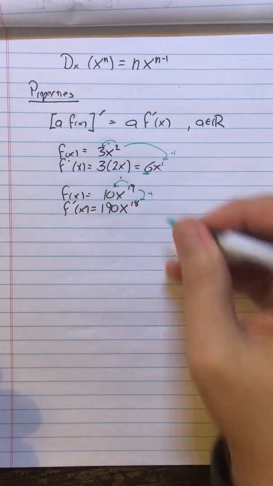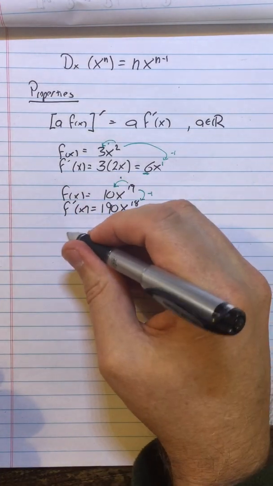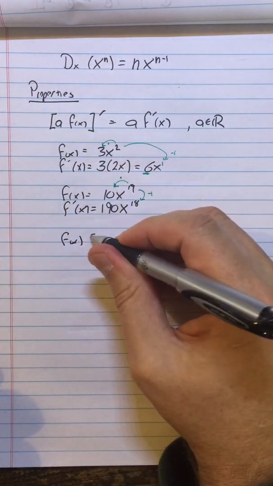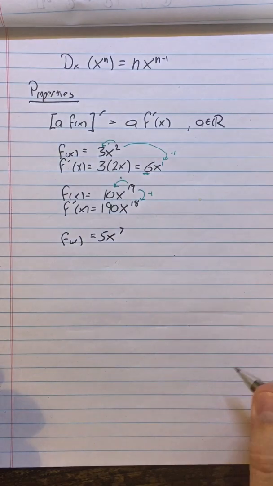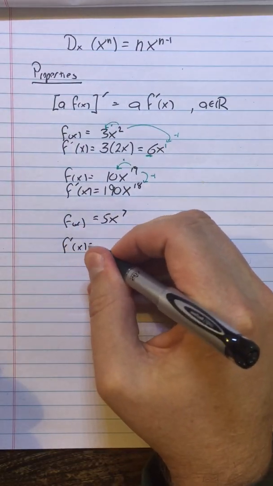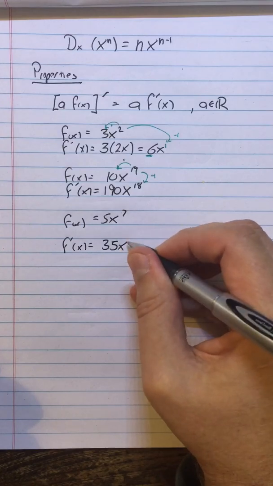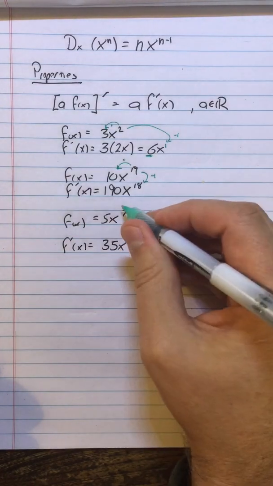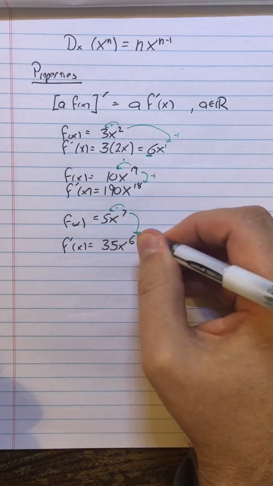All right, multiply and drop it 1. So for example, if I have f of x equals 5x to the 7th, what do you think the derivative is? What do you think it is? It's 35x to the 6th, right? Multiply, drop it 1.